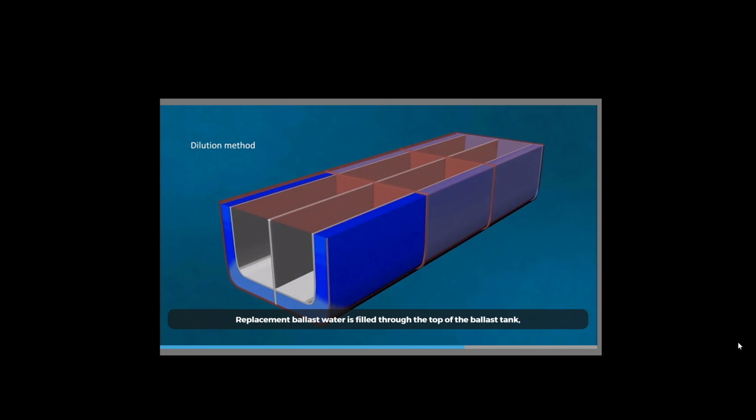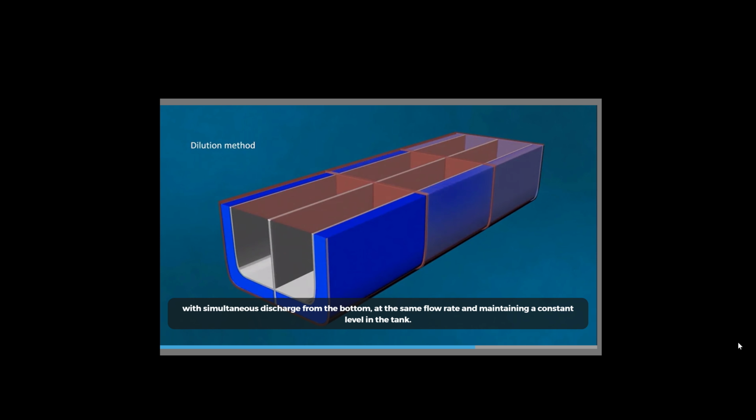In the dilution method, replacement ballast water is filled through the top of the ballast tank, with simultaneous discharge from the bottom, at the same flow rate and maintaining a constant level in the tank.